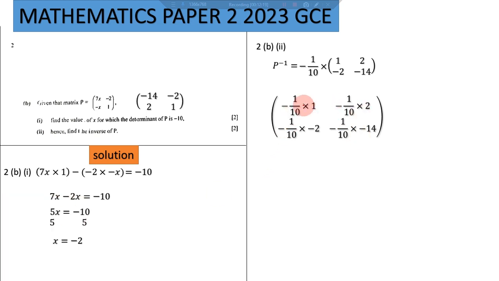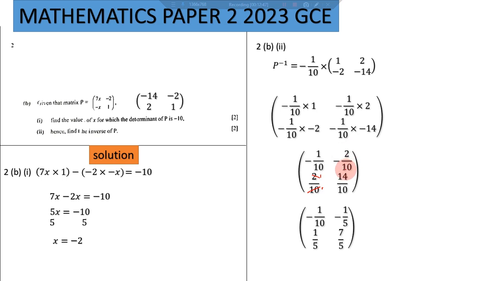Next we will multiply. Negative 1 times 1 will be negative 1 over 10. Negative 1 times 2 will be negative 2 over 10. Negative 1 times negative 2 will be positive 2 over 10. Negative 1 times negative 14 will be 14 over 10. Some of these fractions can be reduced. Here we can reduce with 2. 2 into 1 is 1, 2 into 10 is 5. Same applies here: 2 into 2 is 1, 2 into 10 is 5, 2 into 14 is 7, 2 into 10 is 5, so we have 7 over 5. This becomes our inverse for matrix P.